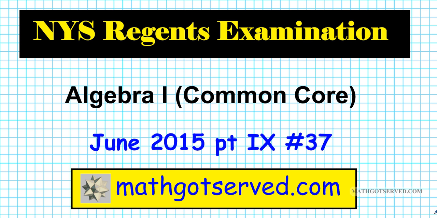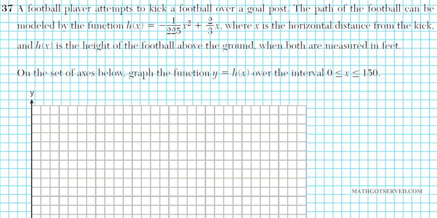In this clip, we're going to be going over problem 37 of the June 2015 Algebra I Common Core New York Regents exam. All right, problem 37 reads, a football player attempts to kick a football over a goalpost. The path of the football can be modeled by the function h of x equals -1/225 x squared plus 2/3 x, where x is the horizontal distance from the kick, and h of x is the height of the football above the ground, when both are measured in feet.